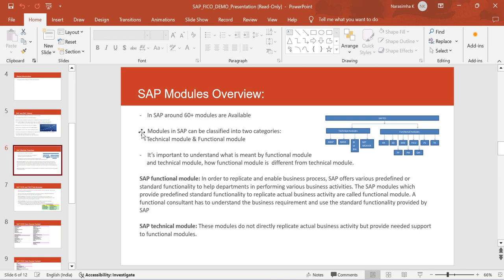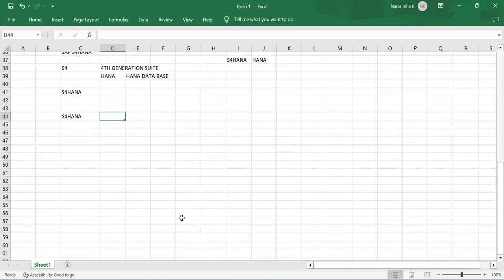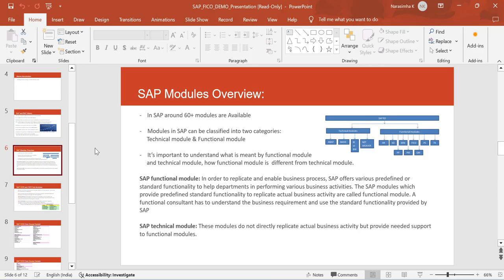As I said, in SAP more than 60 modules are there. What are those? We can't remember all 60, but we will discuss the major ones here. In SAP, around 60 plus modules are there. These modules can be classified into two categories. One is the technical module, the second one is the functional module.